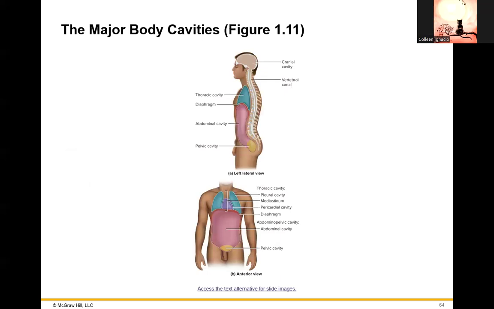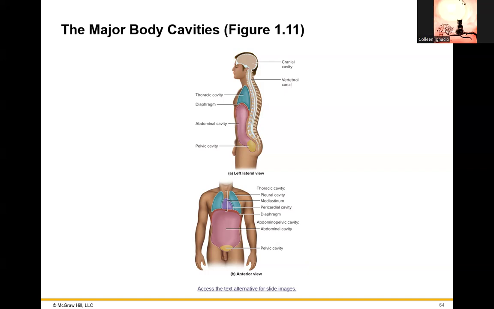Okay, so here's a great visual of the body cavities. Here we have a left lateral view, so we're looking at the left side of our patient. We see the cranial cavity, the vertebral cavity. We see the thoracic cavity. Underneath that is the diaphragm. And we have the abdominal cavity.